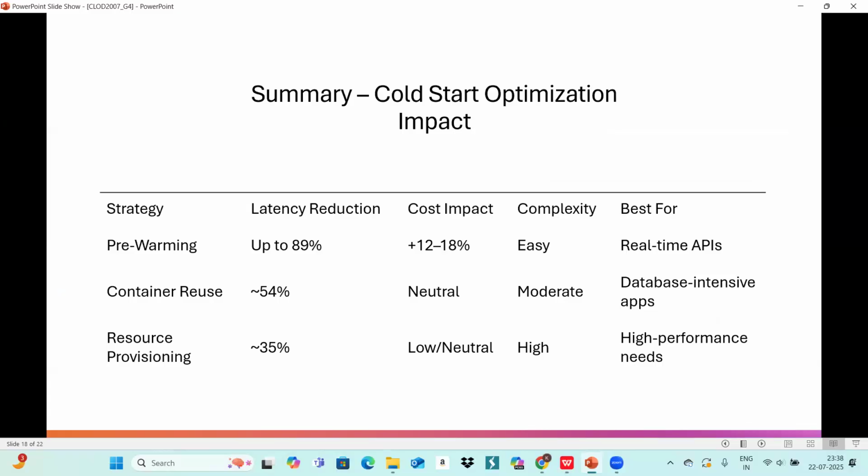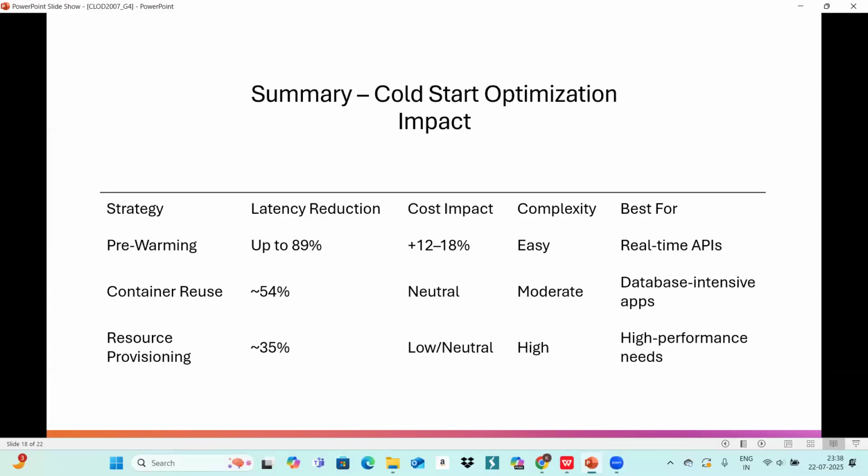And the cold start optimization summary. Here is a quick summary that compares all three strategies: pre-warming functions, container reuse and optimization, and memory tuning and provisioning. Latency is reduced by 89%, 54% and 35%. The cost impact is moderate for pre-warming, neutral for container reuse, and minimal for memory tuning. So these optimizations make serverless platforms highly responsive and production ready.